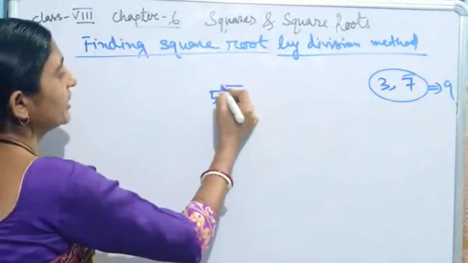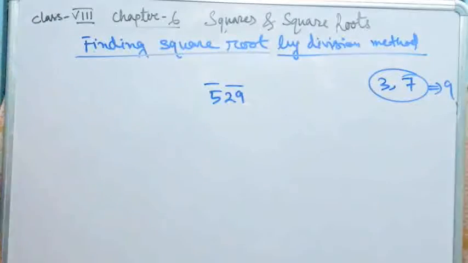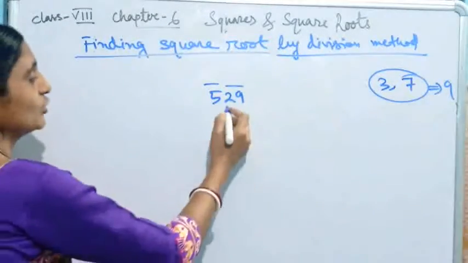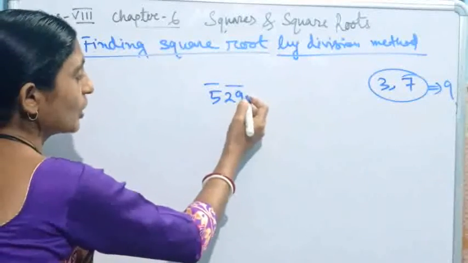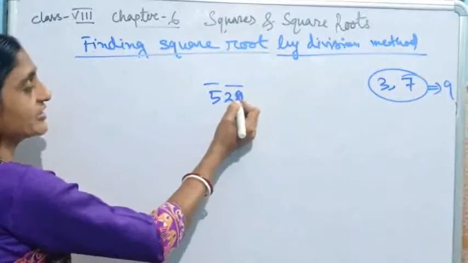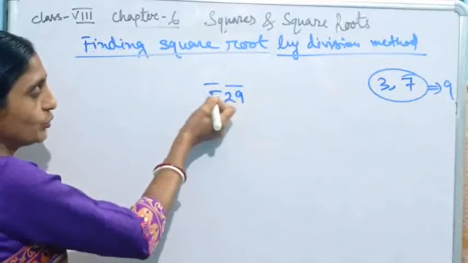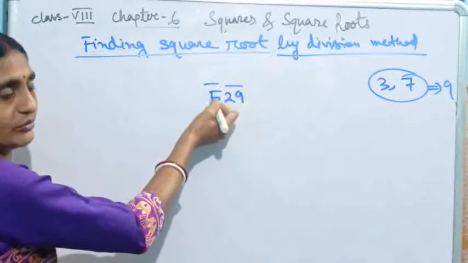First, how many digits you will get. For that, as I have done in the previous video, I will group the digits. I will start grouping from the right hand side, that means from the unit place. That is, 29 is coming in one group and 5 is alone because it is a single one.